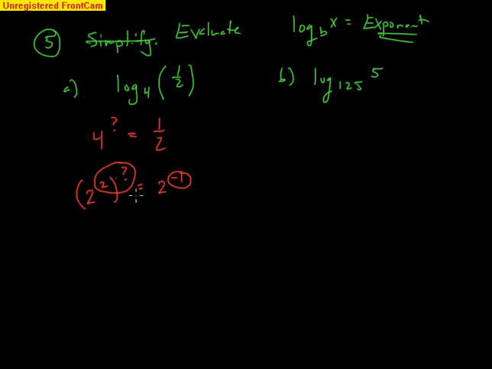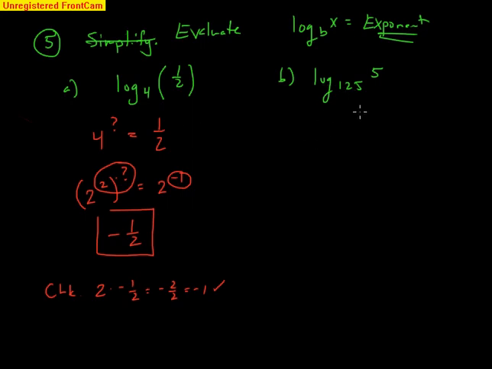Well, I think if the question mark was -1/2, then you would get -1, because 2 times -1/2 gives you -2/2, which gives you -1. And that's exactly the exponent I wanted. So your answer to this problem, the question mark, is -1/2. 4 to the -1/2 gives you 1/2.